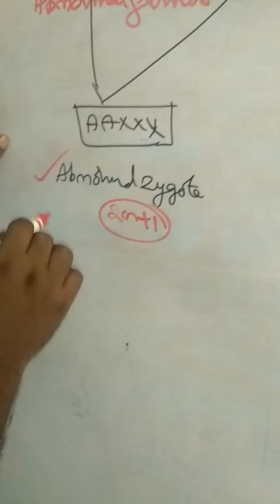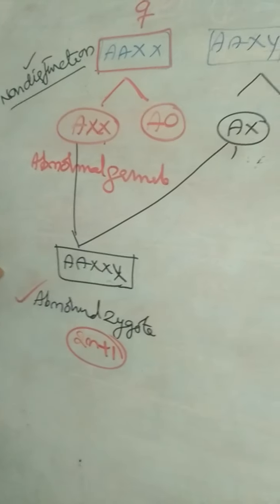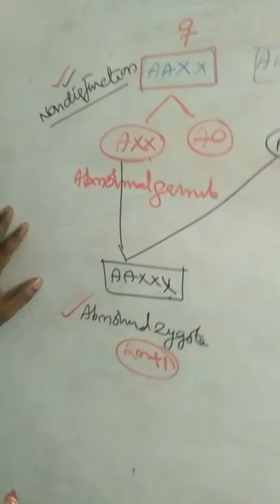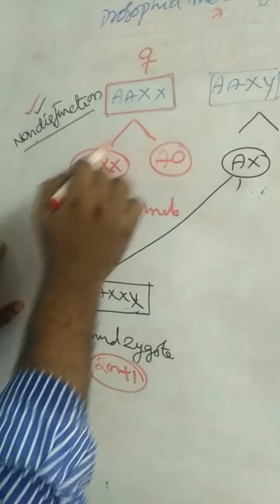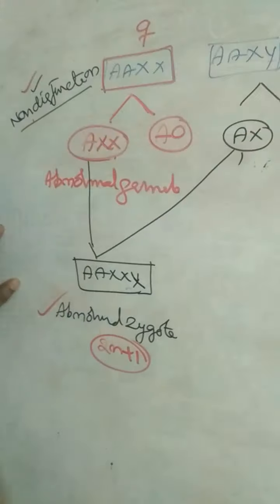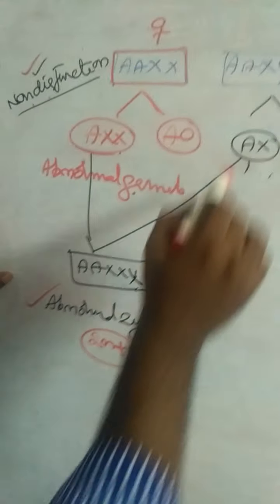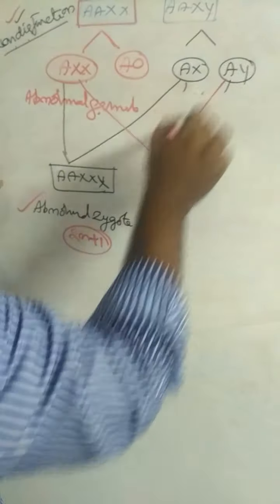Why are these abnormal zygotes formed? An abnormal gamete fused with a normal gamete, and the result is an abnormal zygote. Why are abnormal gametes formed? Due to non-disjunction. What is non-disjunction? Unequal distribution of chromosomes during gamete formation. So due to non-disjunction, abnormal gametes are formed. These abnormal gametes combine with the normal gametes to produce abnormal zygotes. Similarly, this one also combines with the second one.